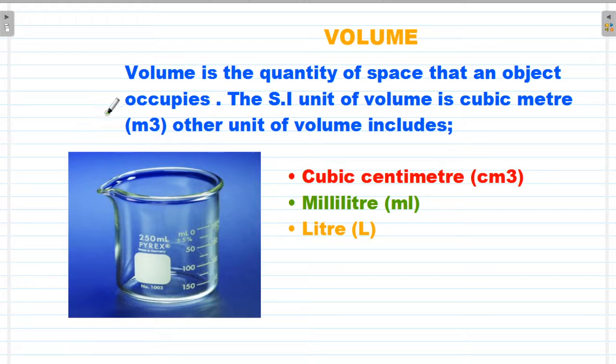What is volume? Volume is the quantity of space that an object occupies. In the picture, the object occupies 250 ml of water or any liquid. So, the volume of space is 250 ml. The SI unit of volume is the cubic meter. Other units of volume include cubic centimeter, milliliter or liter.